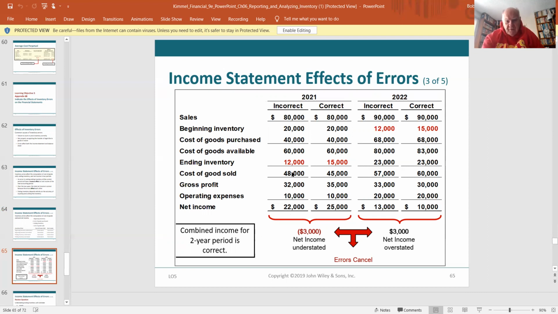So the next month, you're stuck with that 12,000. It's the beginning inventory, even though it's wrong. And when you flow it out, you're going to come down to 13,000 in income here, which is wrong, plus the incorrect 22,000. They both add up to 35.